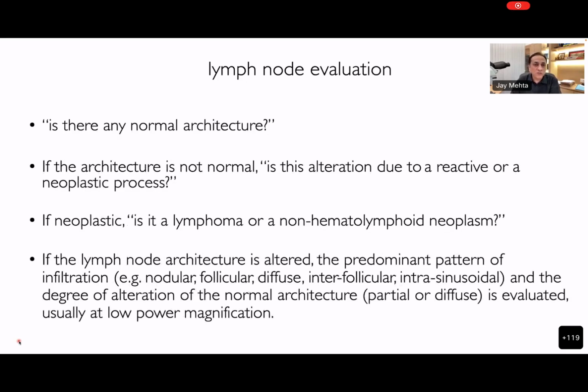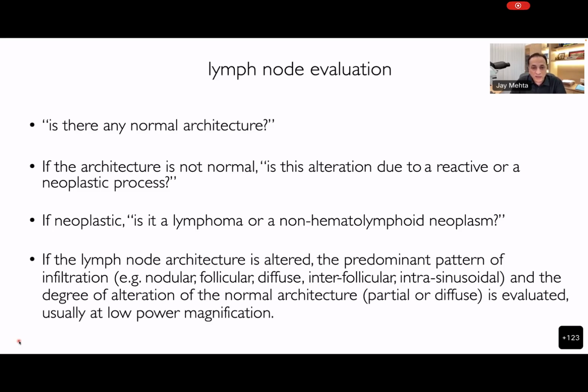So these are the questions. When you have a lymph node slide under the microscope, these are the questions which would come to you. Is there any normal architecture in the lymph node? If the architecture is not normal, is this alteration due to a reactive or a neoplastic process? If it's neoplastic, is it lymphoma or is it not a lymphoma? Non-hematolymphoid neoplasms, you could have a metastatic deposit of a lobular carcinoma of breast, and that's going to look very hematolymphoid. So you have to look at the chromatin and determine what kind of a cell that is.